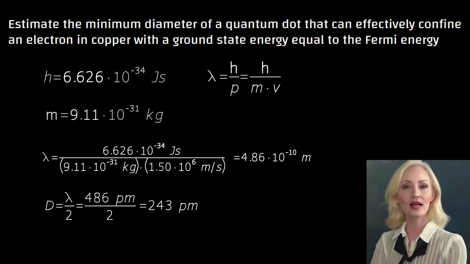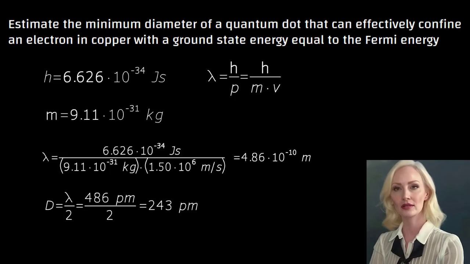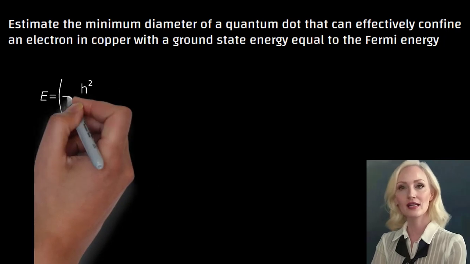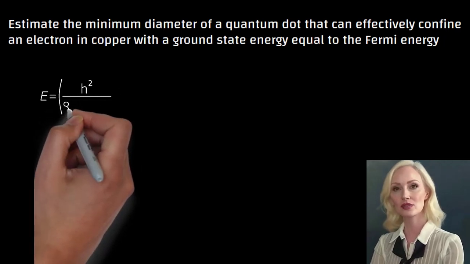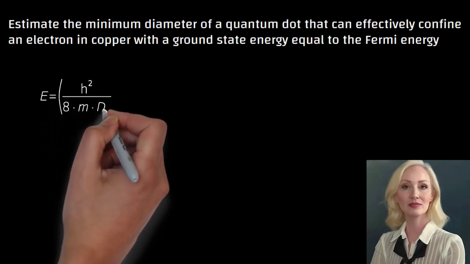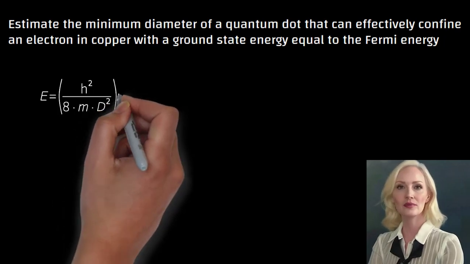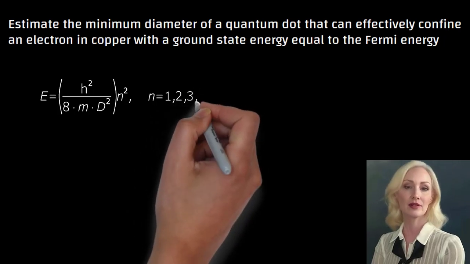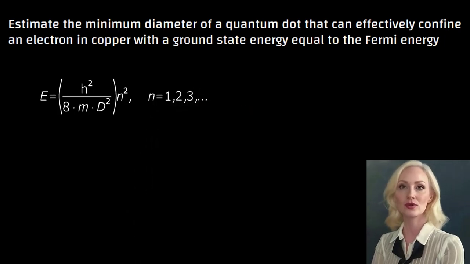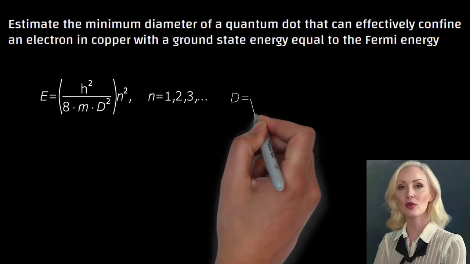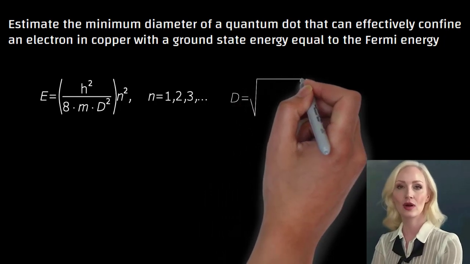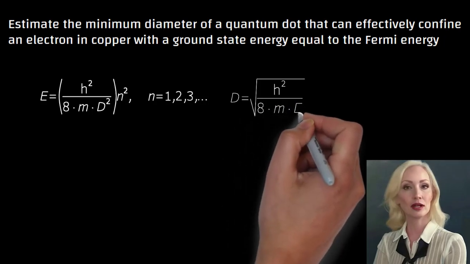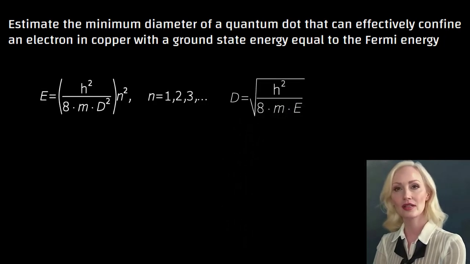Strategy 2. Now let's try the potential well model. This model suggests that the energy of an electron, E, is proportional to Planck's constant squared, divided by 8 times the electron's mass, multiplied by the quantum dot's diameter squared. To solve for the diameter, we rearrange the equation to d equals the square root of Planck's constant squared, divided by 8 times the electron's mass, multiplied by the electron's energy.